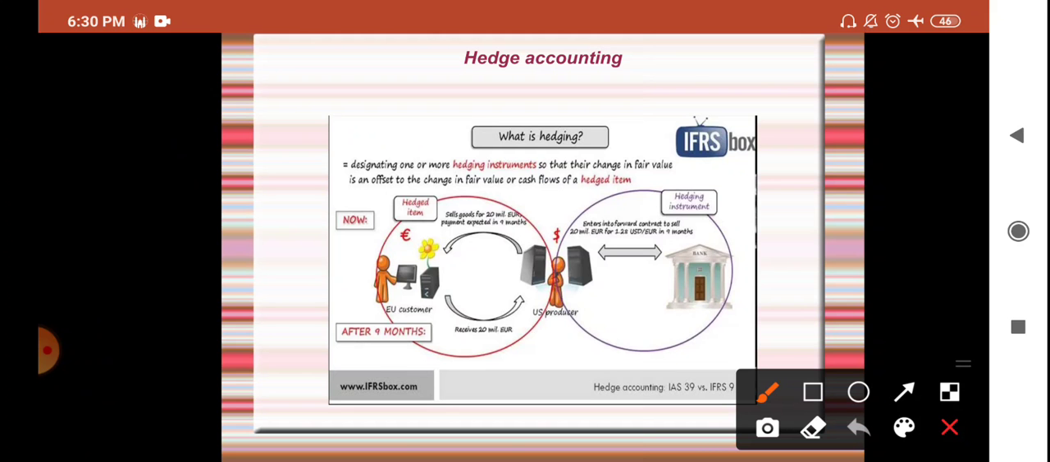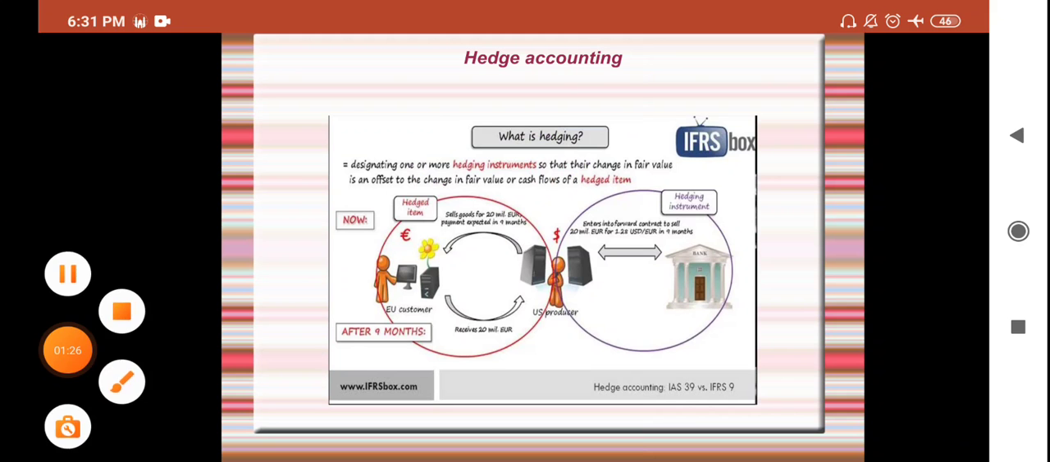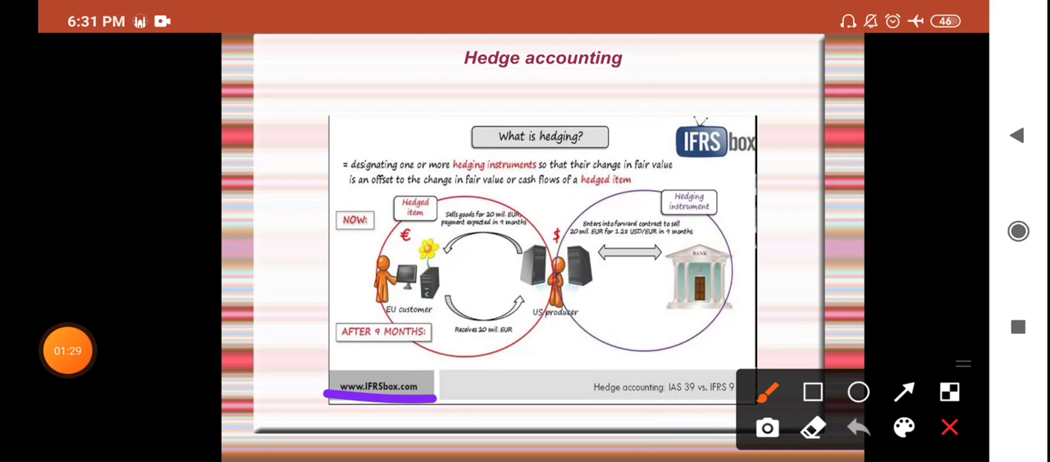Here, designating one or more hedging instruments so that their change in fair value is an offset to change in fair value or cash flows of a hedge item. Now what is this hedging instrument and what is this hedge item? For your easy understanding, there is one example from www.ifrsbox.com. So for example, there is one producer who is in US.